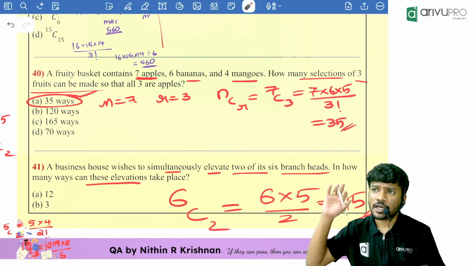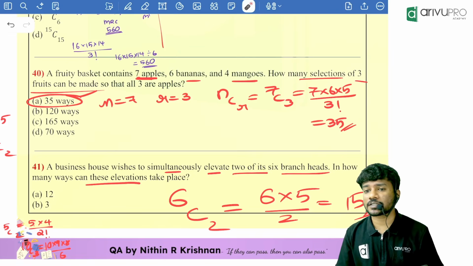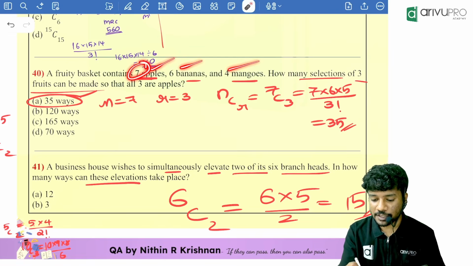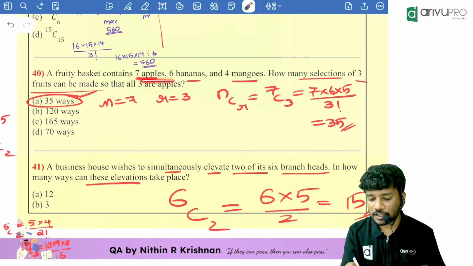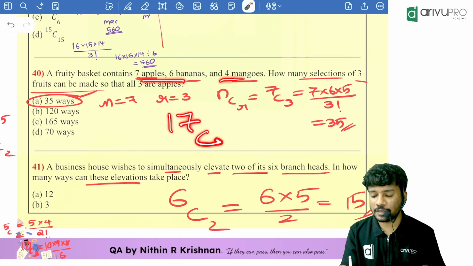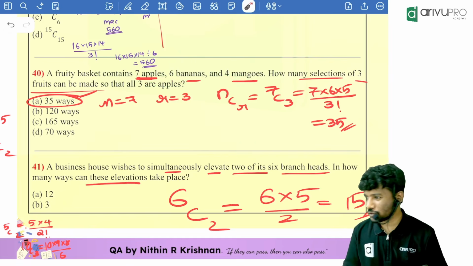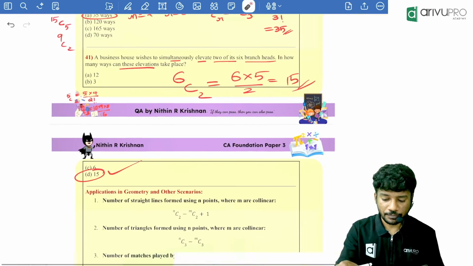Now I am going to change the question. I want to choose 5 fruits from the given basket. 5 fruits means all of them are fruits. N will be how much? 7 plus 6 plus 4 is how much? 17. From 17 I am choosing how many? 5. Yes. So 17C5 will be your answer. So that is the logic. Understood, Pujita? Got it?